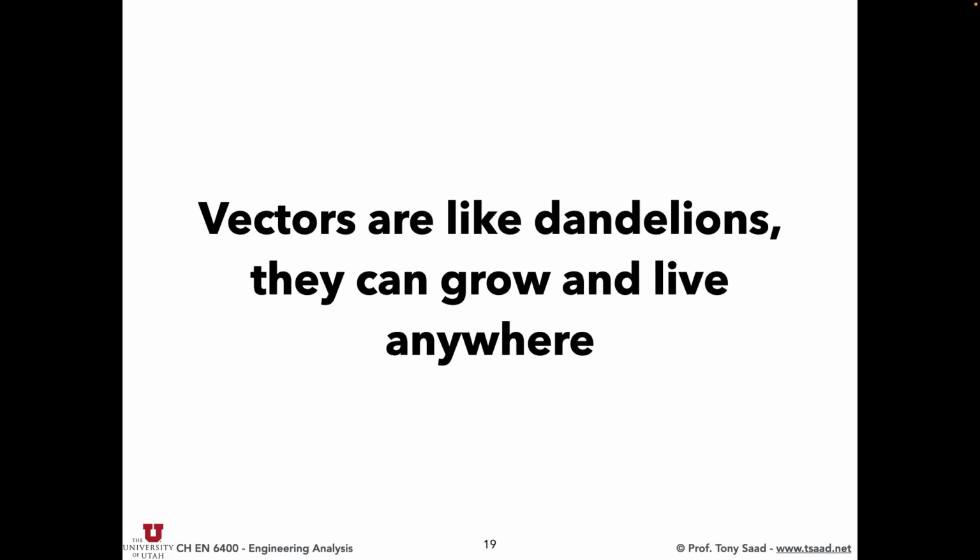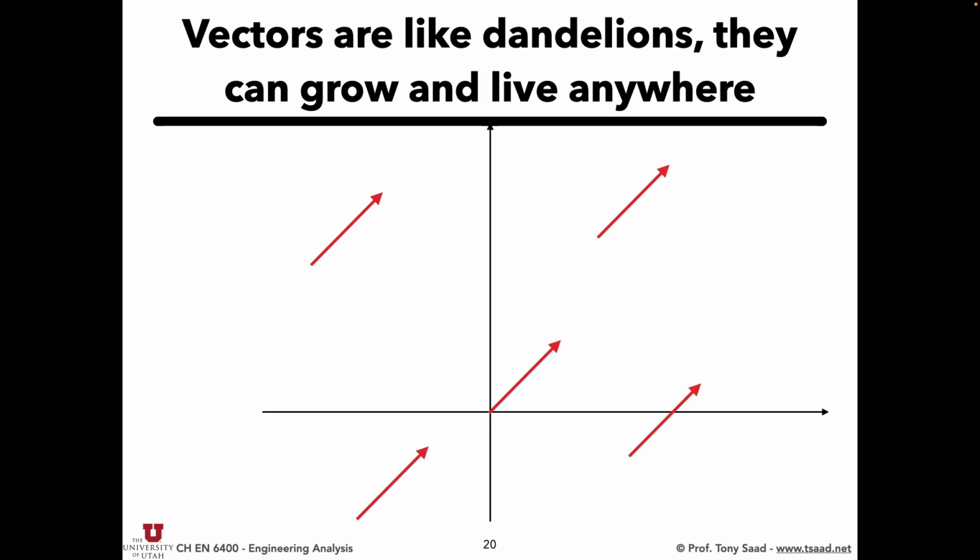Now, what's cool about vectors is that they are like dandelions. They grow and live anywhere. I know it's such a silly point to make, but it's very important. When people tell you, oh, you can translate vectors anywhere you want, that's true, because when you're adding two vectors, sometimes your teachers would trick you.